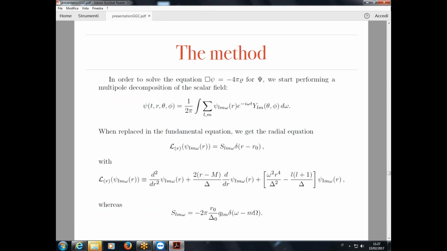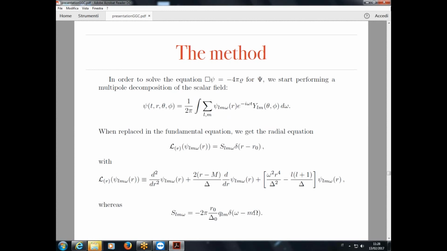Okay, so how can we solve this problem? We can decompose the scalar field in spherical harmonics, and once you plug this decomposition inside this equation, you're going to cancel the angular and the temporal parts, and you get just a radial equation given by this one, where the source term is given by this term.